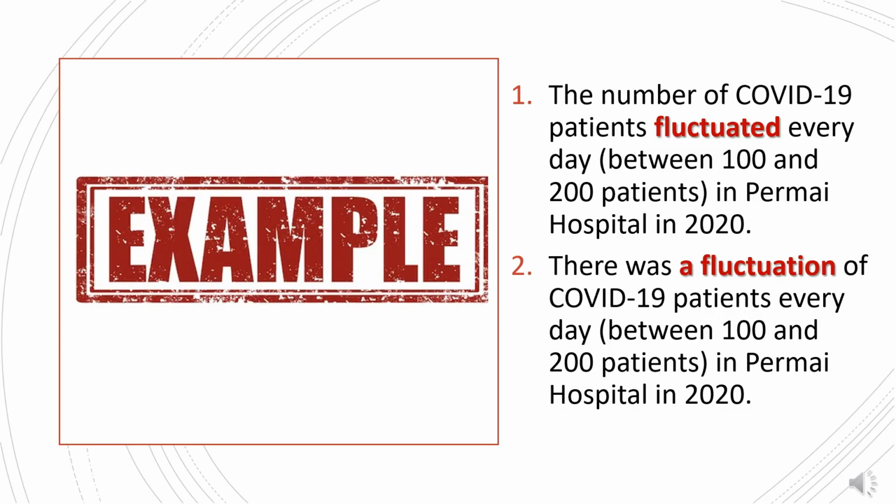Let's look at the example now. The number of COVID-19 patients fluctuated every day, in parentheses, between 100 and 200 patients in Permai Hospital in 2020. So I use verb in the first example. The second one, I change it to a noun. There was a fluctuation of COVID-19 patients every day, in parentheses, between 100 and 200 patients in Permai Hospital in 2020.